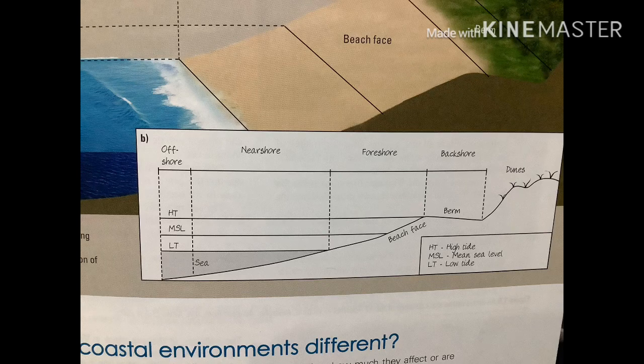Now on this diagram here, you do see indication of MSL, LT and HT. HT refers to high tide, MSL is the mean sea level, which is the average height of the water at most times, and LT is of course low tide.